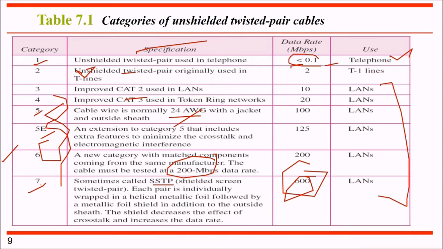So these are known by category, like Cat. What cables are you using? You can say, Cat 6 cable I am using. So that will be 200 Mbps. And you can say I am using Cat 6E or 5E and Cat 7. So E is for extension. Okay.